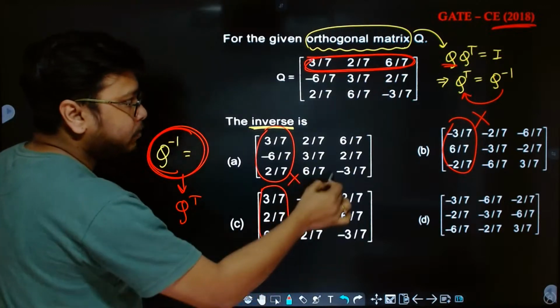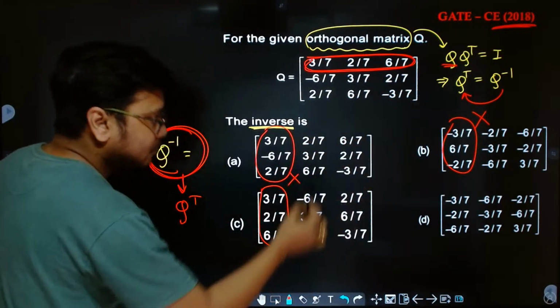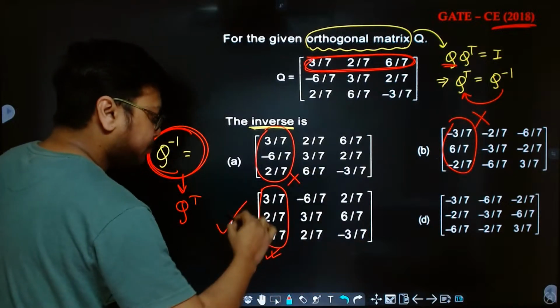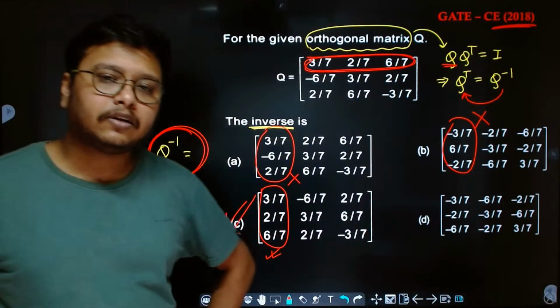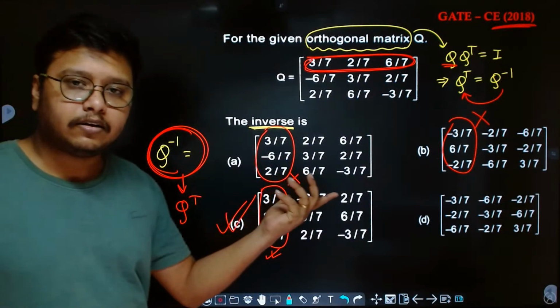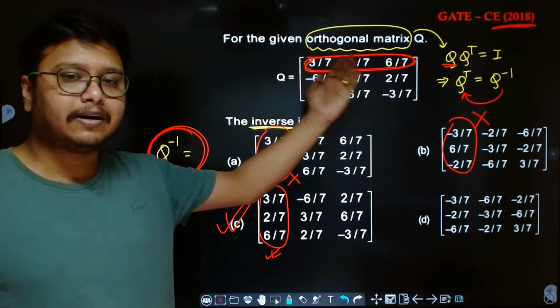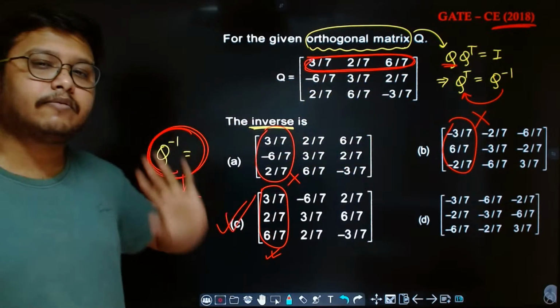So that means the other rows are also matching. Second row is also matching. Third row is also matching. Option C is correct. Okay. So no need of again pen and paper. If you know orthogonal matrix property, directly by observation you get the answer.